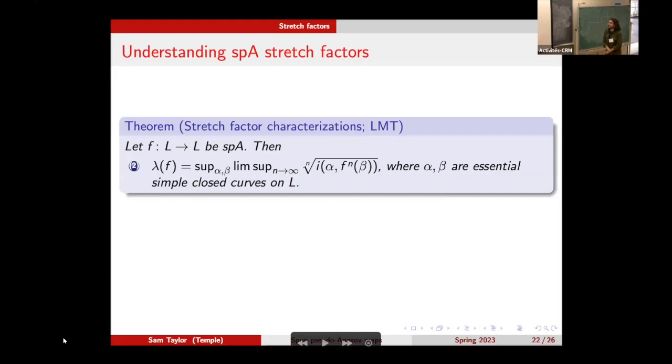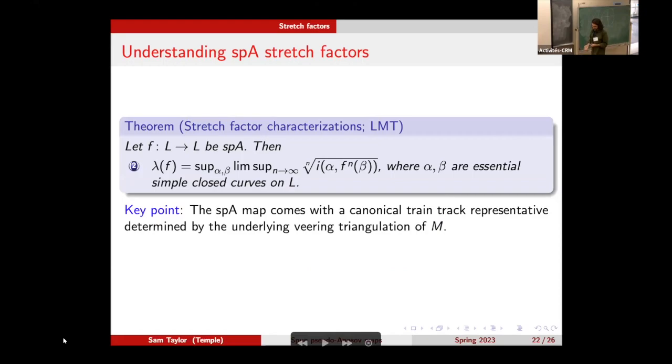Okay. For this one, what one needs to do is to understand how two curves under iteration intersect one another. And there's various ways of proving this for closed surfaces, but one way of doing it is to understand a train track representative. And indeed, part of the structure that comes from these spun pseudo-Anosov maps, one can use a structure of M called veering triangulations to produce canonical train track representatives of these maps.